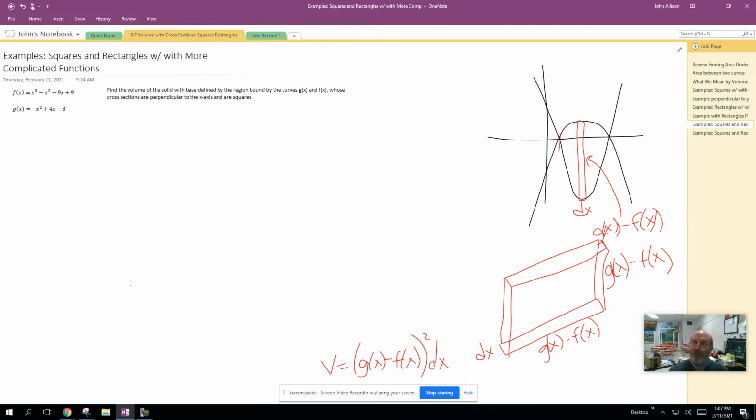Remember, we looked at the calculator and said this intersects at 1 and 3 on the x-axis. So if we want to sum the infinite number of cross sections that make up this region, we're going to do the integral from 1 to 3 of g of x minus f of x, all squared, times dx.